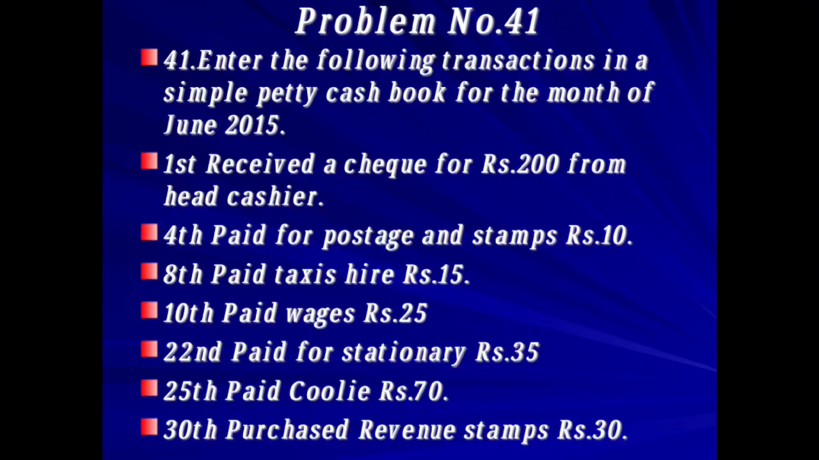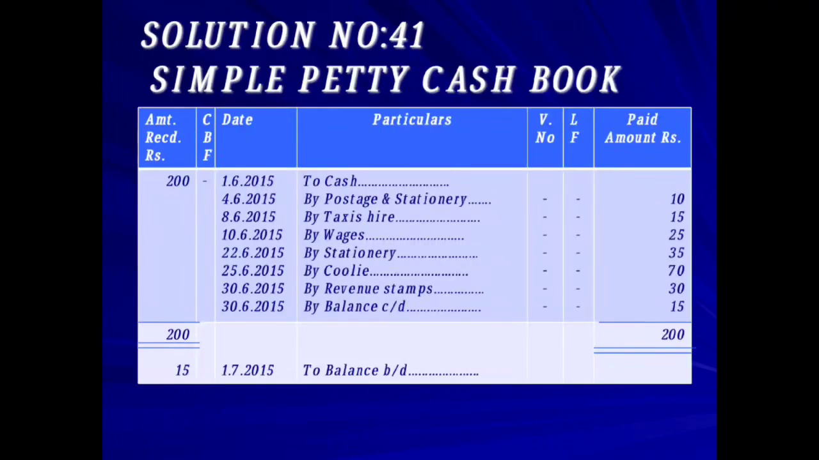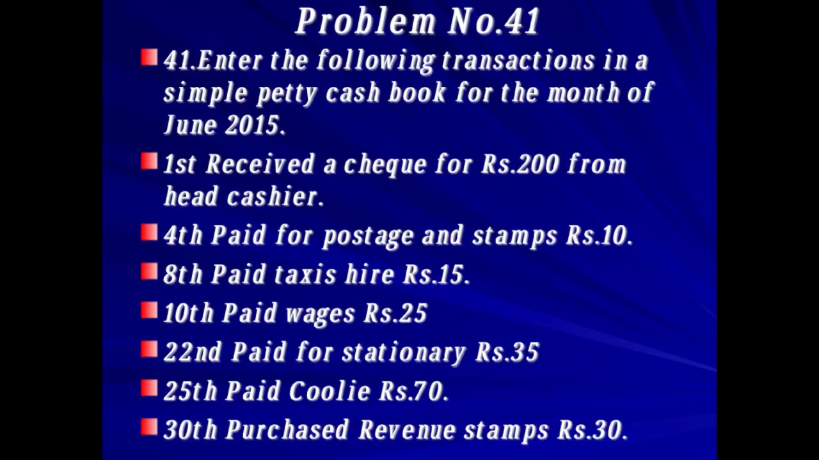The next, on the 25th, paid for coolie rupees 70. We have paid the coolie expenses, 70 rupees. So on 25/6/2015, by coolie rupees 70. The next, on the 30th, purchased revenue stamp rupees 30.